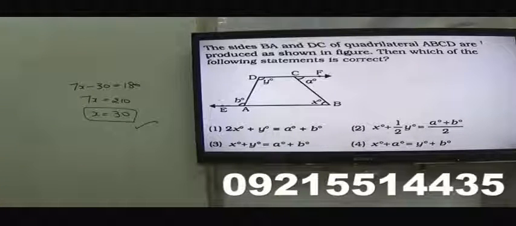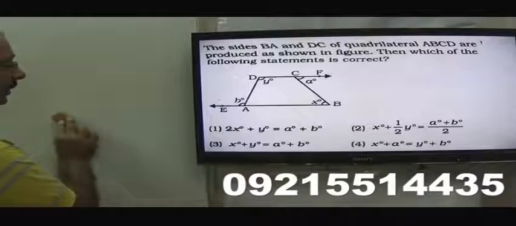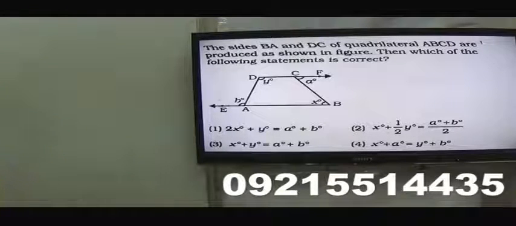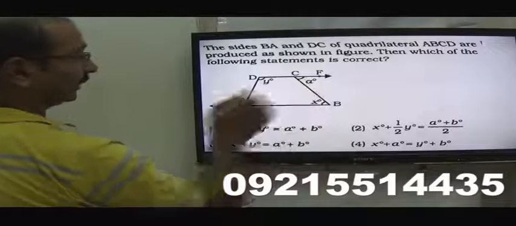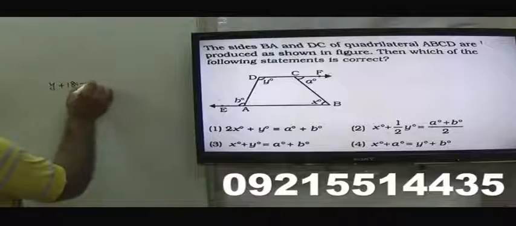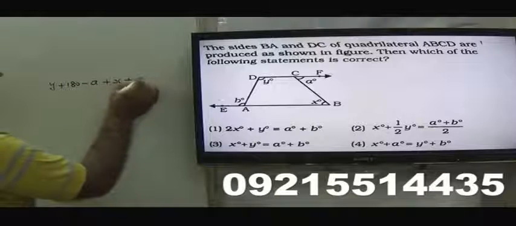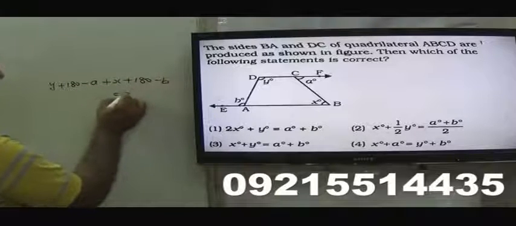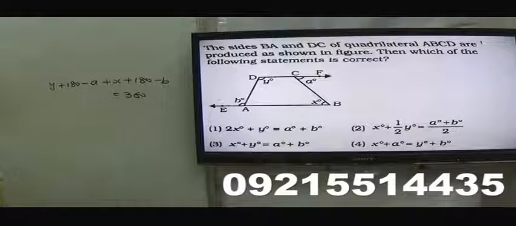The sides BA, DC of a quadrilateral are produced in the figure. Which of the following statement is correct? Right? We know one simple thing that quadrilateral sum of the angles to be 360. देखो ये A है तो अंदर कितना हो गया 180 minus A. What I can say y plus 180 minus A plus x plus 180 minus B equal to 360 degrees. That we have. Now 180 plus 180, 360.